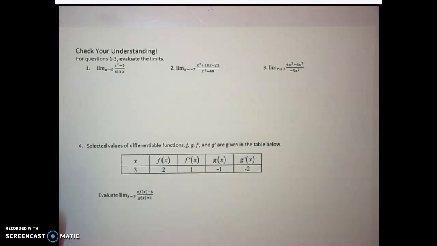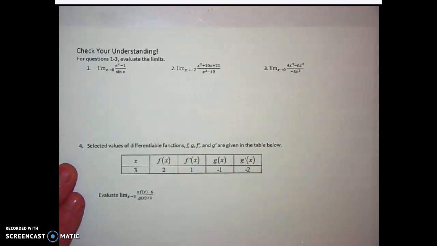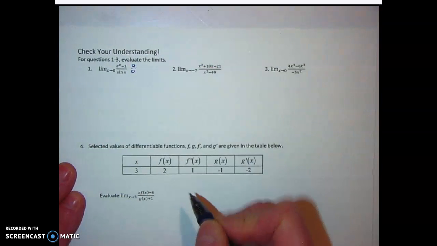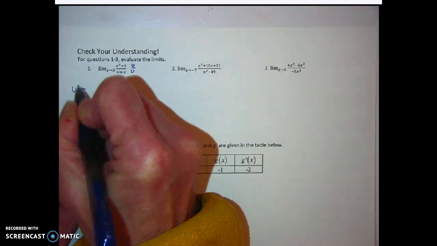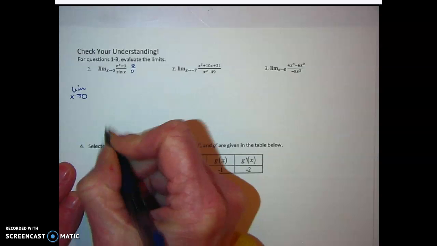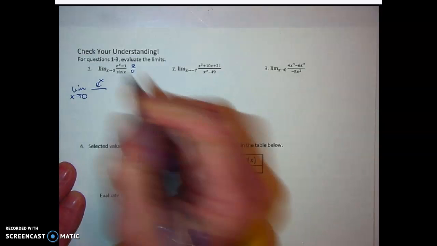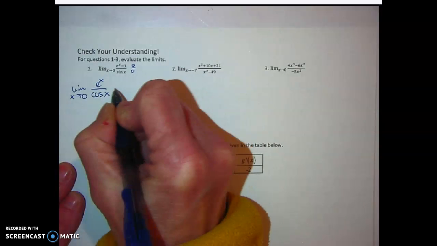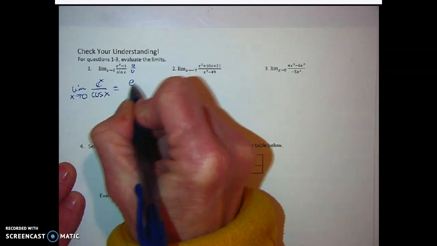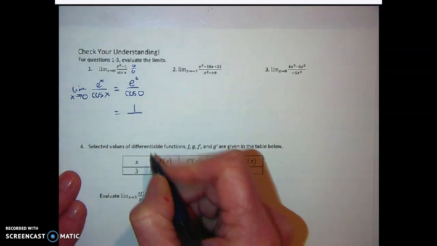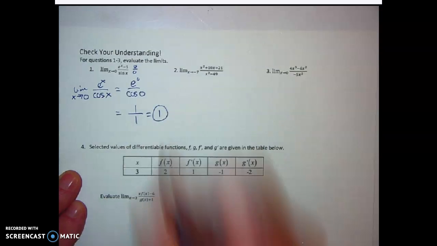All right, let's do a few problems. The limit as x approaches 0 of e to the x minus 1 over sine of x. E to the 0 is 1, minus 1, we get 0 over sine of 0, which is 0. So we have to use L'Hopital's rule. As x approaches 0, we take the derivative. Derivative of e to the x is e to the x, minus 1 would be 0. Derivative of sine of x is cosine of x. Now we can use direct substitution: e to the 0 over the cosine of 0. E to the 0 is 1, the cosine of 0 is 1, so we get a limit of 1.